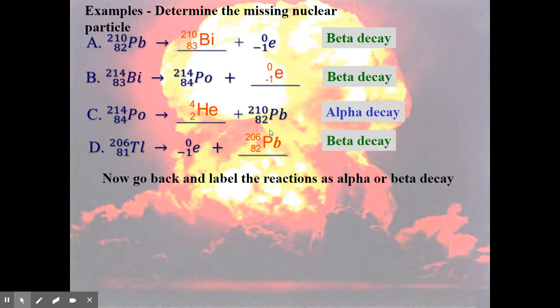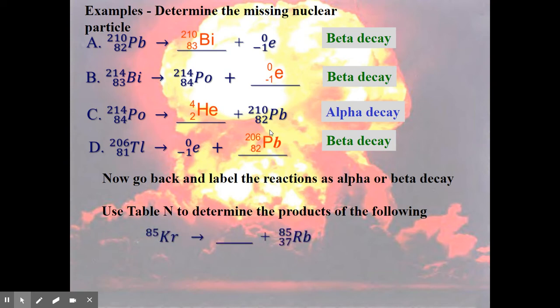Okay, all right, so now we're going to try some reactions on your own. Table N, determine the products. So here we go. We've got krypton turns into Rb, rubidium.